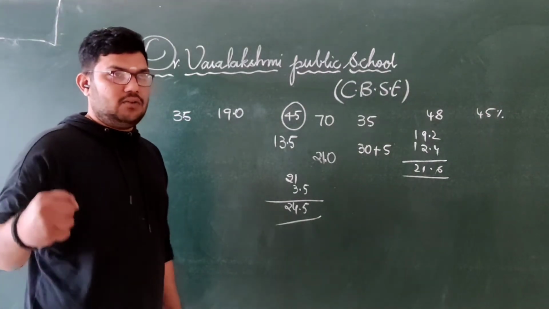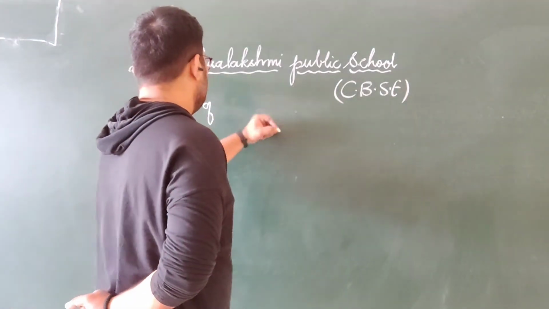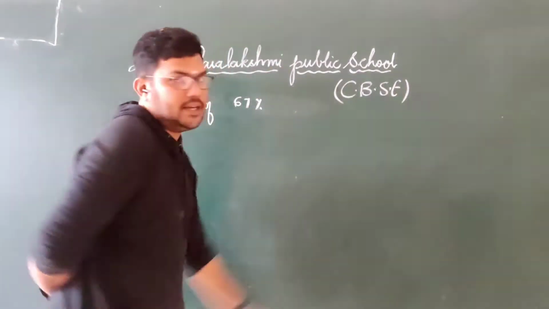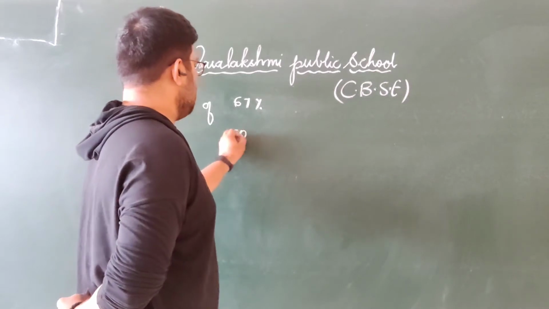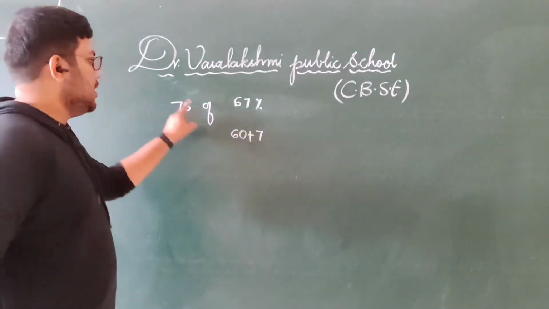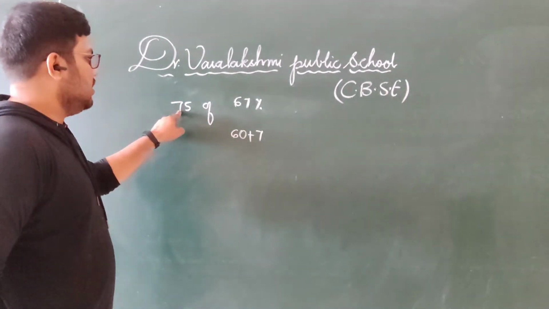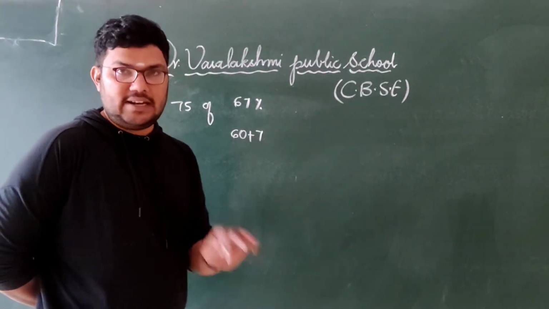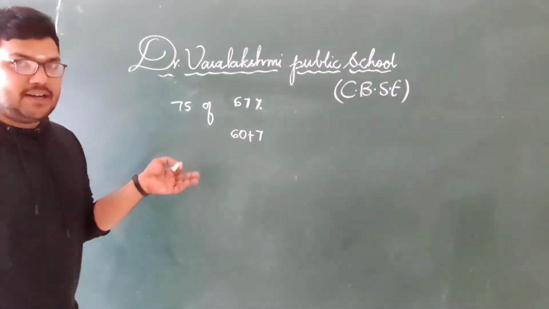If they have given you something other than this, let's take one more example: 67%. Now I am dividing it into 60 plus 7. I already said how to calculate 60%: multiply the number with 6 and keep a dot. In the next trick, I will explain that multiplication also very easily, so you can get faster. Let me complete this.